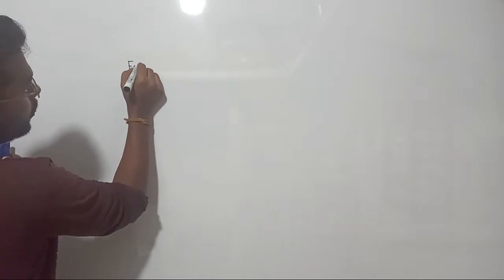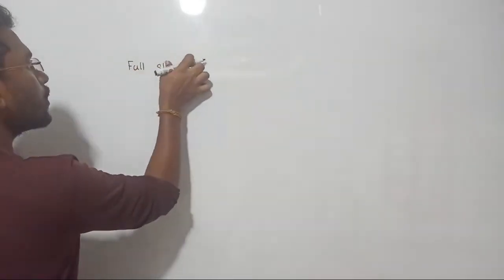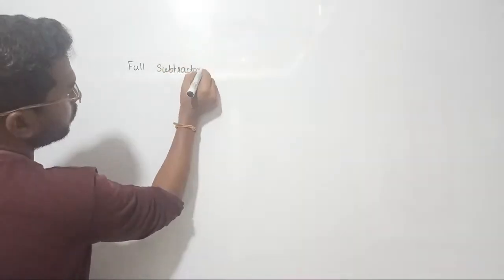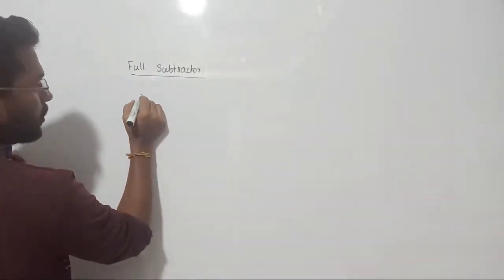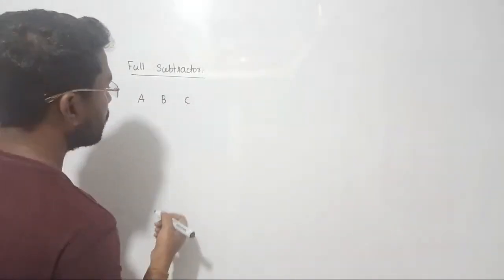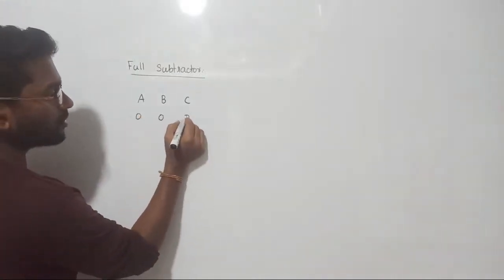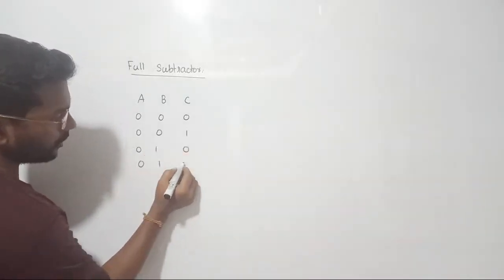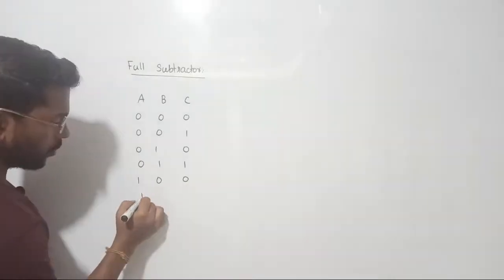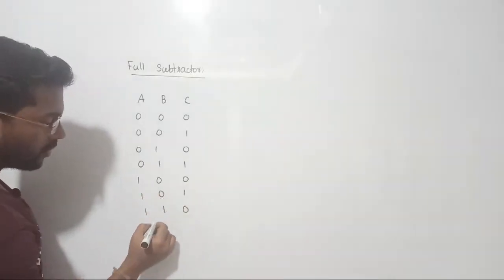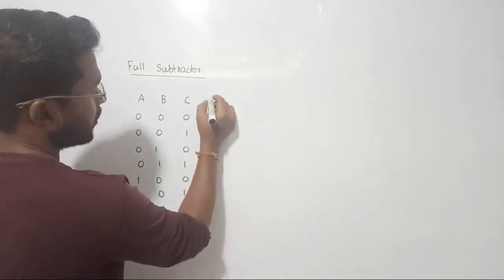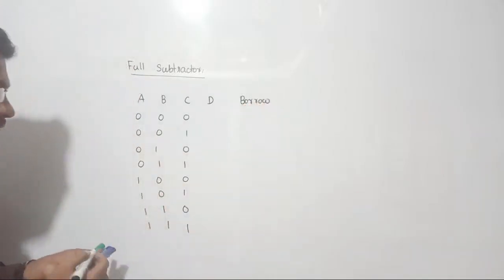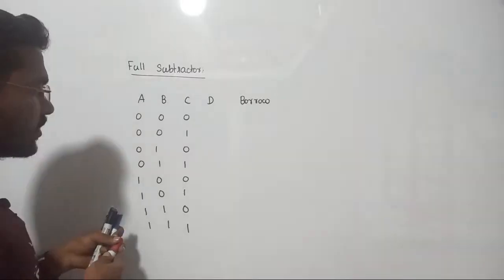Full subtractor. What we are going to do in the full subtractor, please do it by yourself if possible, right? Because there are no new things. In the full subtractor, for example, we are going to consider 3 variables under 8 combinations: 000, 001, 010, 011, 100, 101, 110, 111. Its corresponding outputs are going to be difference and borrow. Let's write the output values. Shall we start our journey?